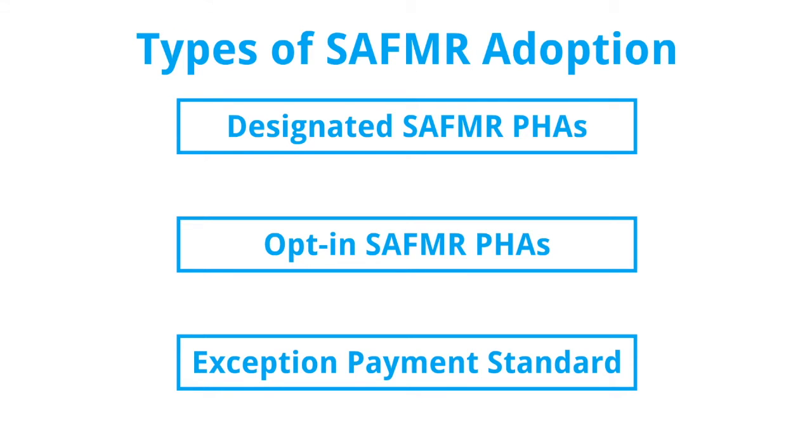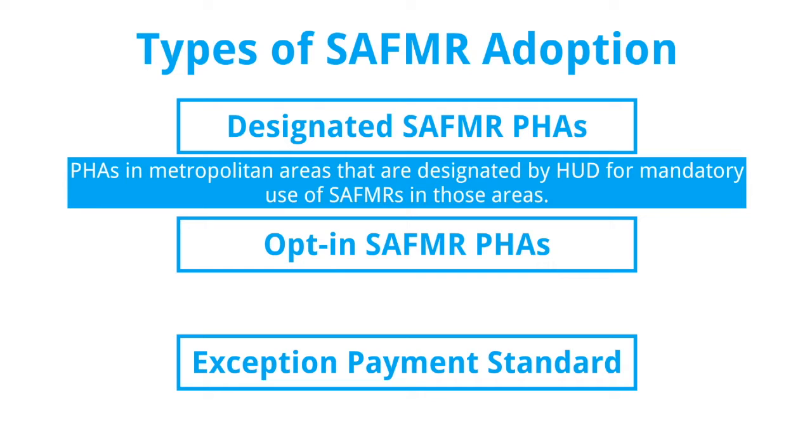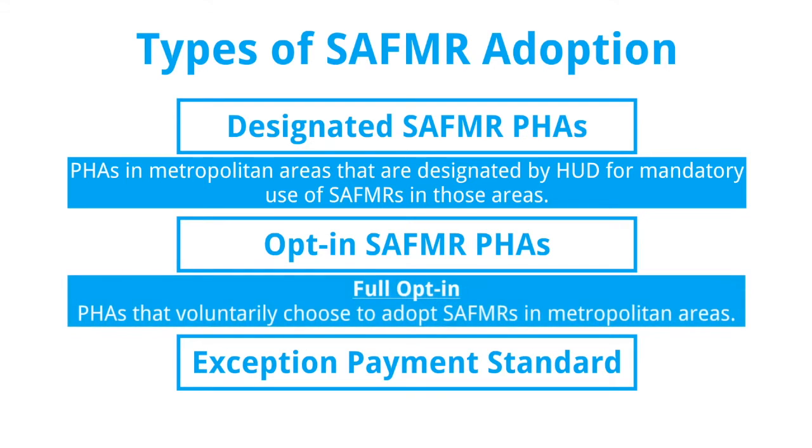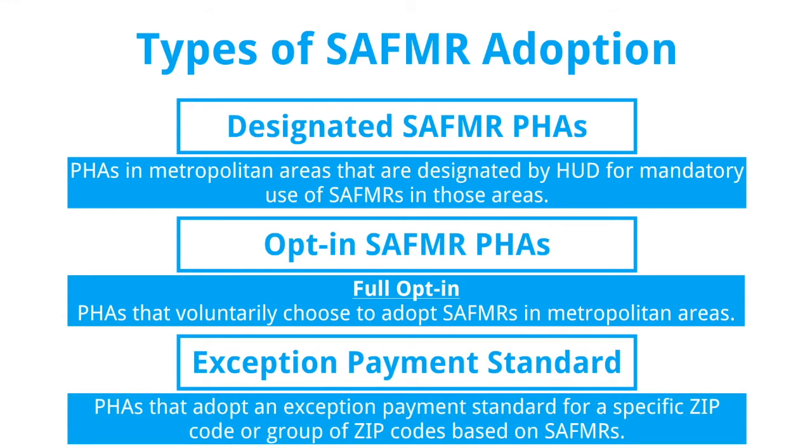PHAs in areas designated for mandatory adoption of small area FMRs are referred to as designated small area FMR PHAs. These PHAs are required to use small area FMRs where applicable. PHAs that voluntarily choose to fully adopt small area FMRs are referred to as opt-in small area FMR PHAs. Lastly, PHAs may use small area FMRs as an exception payment standard for a specific zip code or group of zip codes.